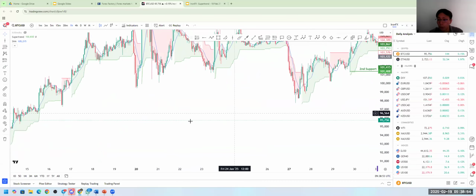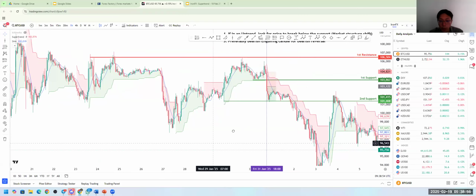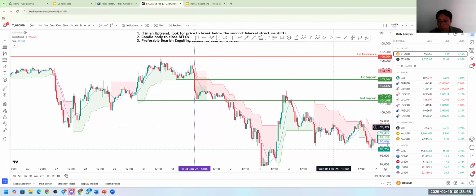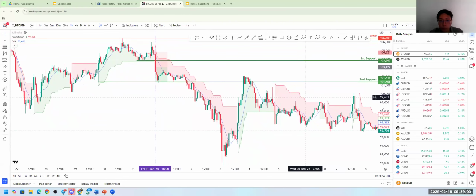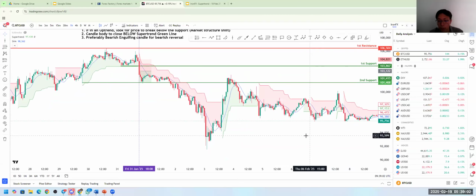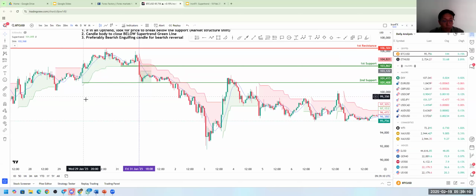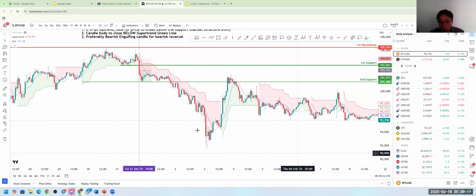The 9 is the faster moving average, so you wouldn't have to wait. It's not such a big gap. If you use something like a 200 moving average, it's like those daily moving averages.